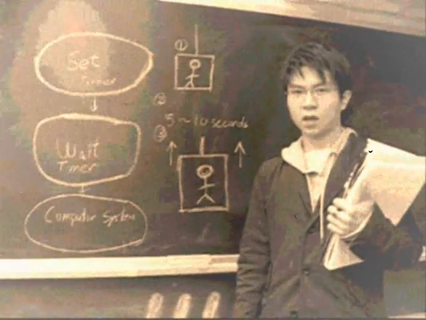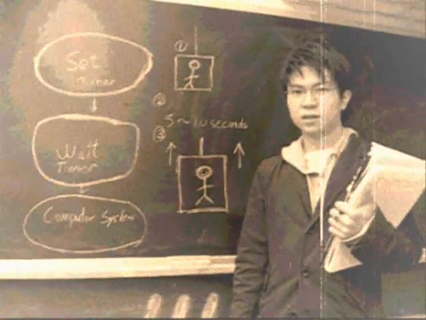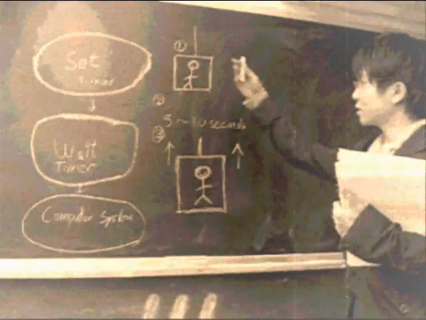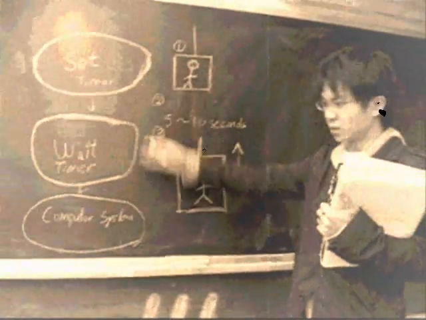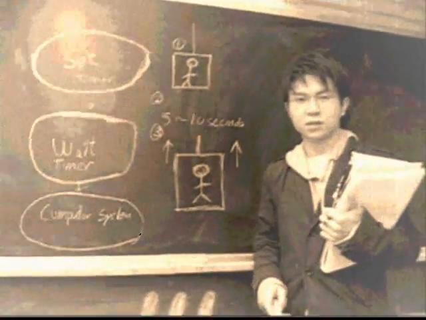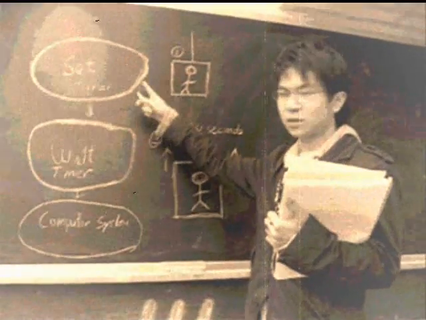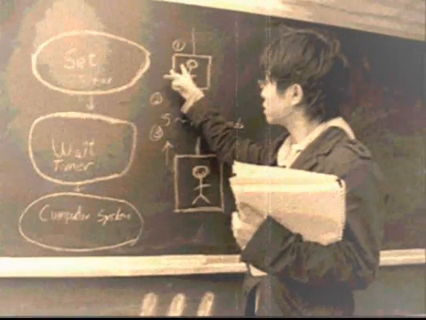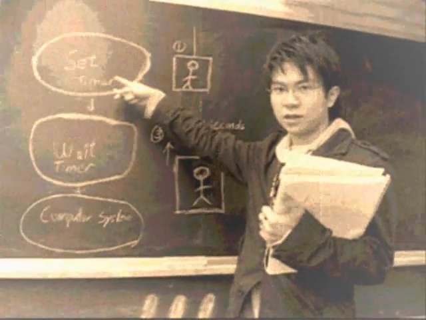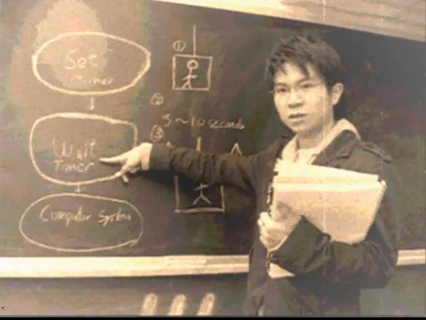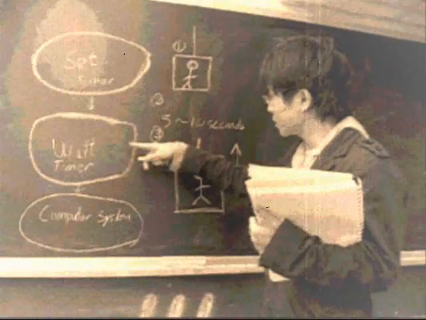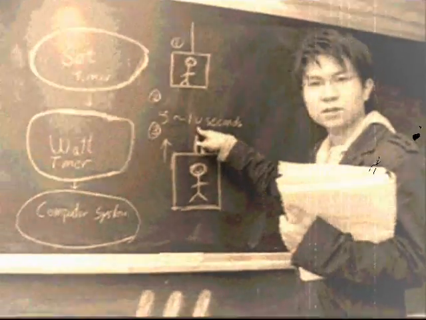Now I would like to investigate why the elevator in the Strand does not work properly. The reason for that is, if you have a look at the diagram here, it shows the whole command flow of the computer system. The diagram shows the set timer. Whenever we press the button, it activates the set timer and sends a request to the wait timer.